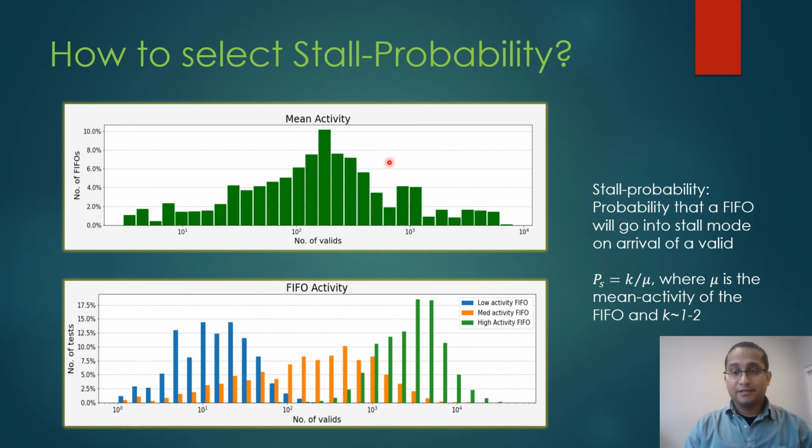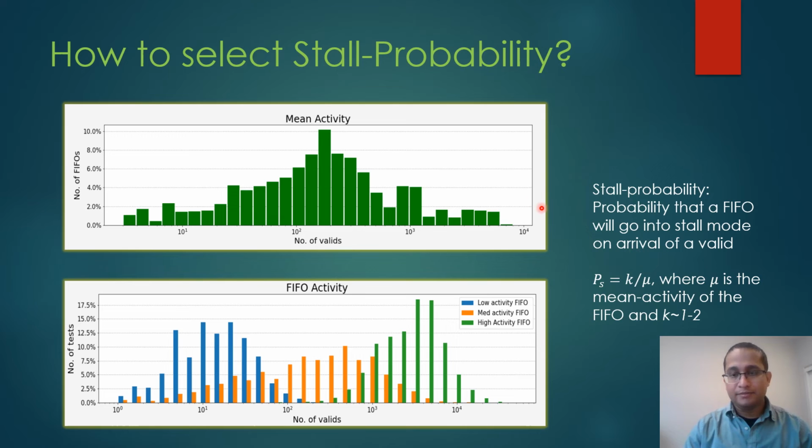Now that we have discussed the method to select the stall set, let's now go into answering how we select the stall probability. Just to recall, the stall probability is one of the stall parameter registers within the FIFOs, which decides the probability that a FIFO will go into a stall mode on the arrival of a valid.